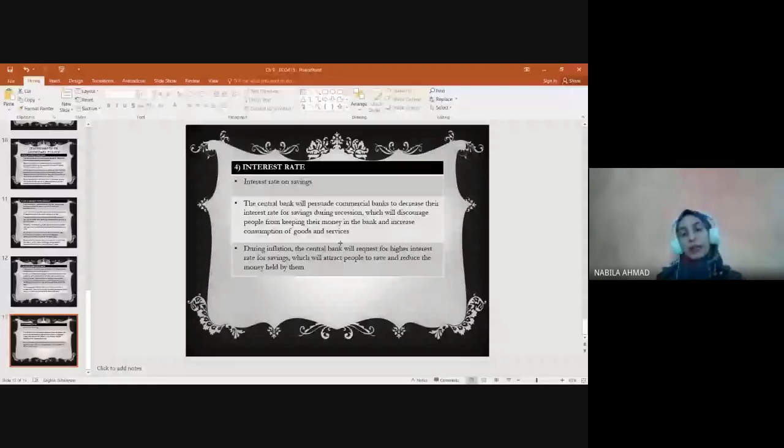During inflation, the central bank will request a higher interest rate for savings, which will attract people to save and reduce the money held by them. So during inflation, kita nak encourage orang untuk menyimpan dan jangan spend. Bila kita nak kurangkan money supply, interest on saving ni akan dinaikkan, jadi orang ramai akan lebih banyak menyimpan daripada berbelanja, so money supply akan reduce.